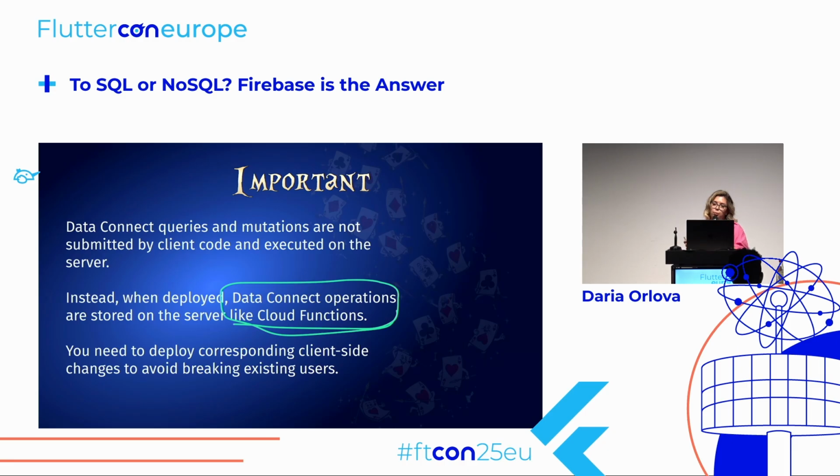So yeah, one important thing that you need to know about the way DataConnect works is that the queries and mutations are not submitted by client code and executed on the server. They're deployed like cloud functions. So if you change something in those cloud functions, it can break existing clients, and you would need to focus on shipping the update for the client first before breaking production.